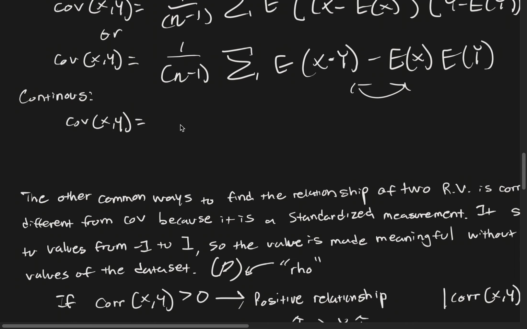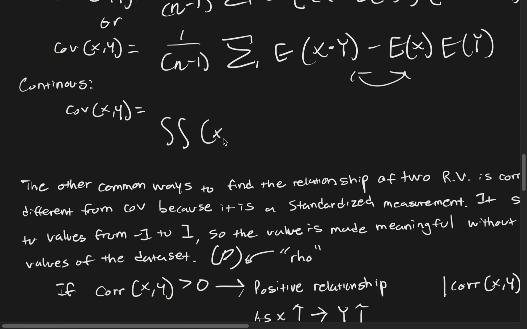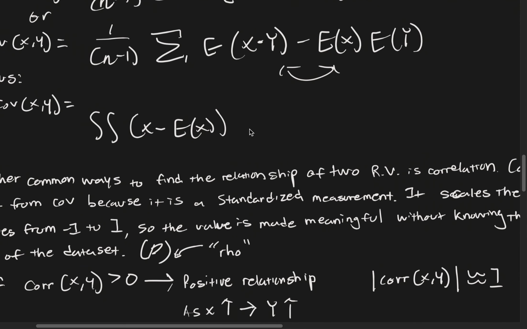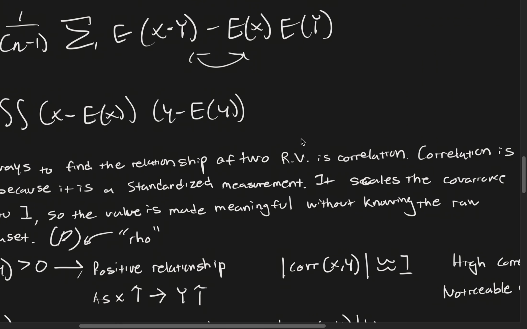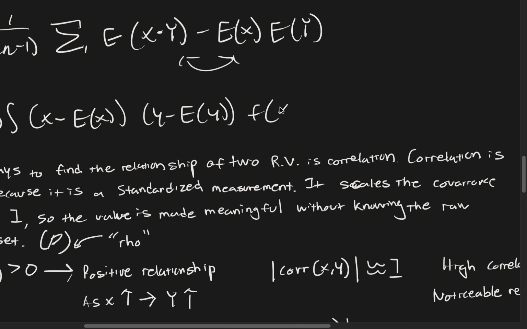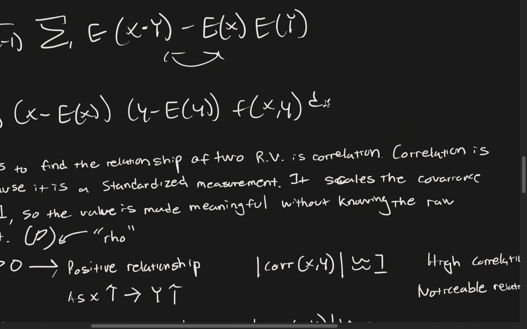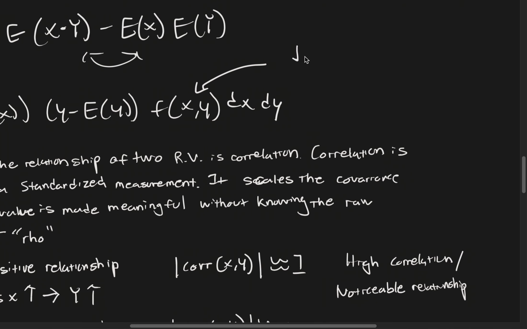For continuous, we can write it as the double integral of the difference of x and the mean of x, times the difference of y and the mean of y, times f of x, y, which we can see as the joint probability density function.